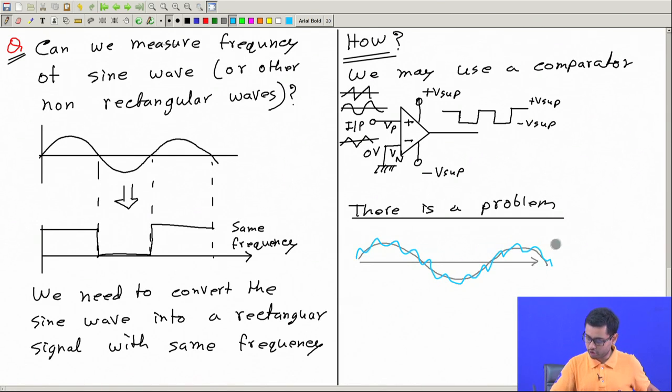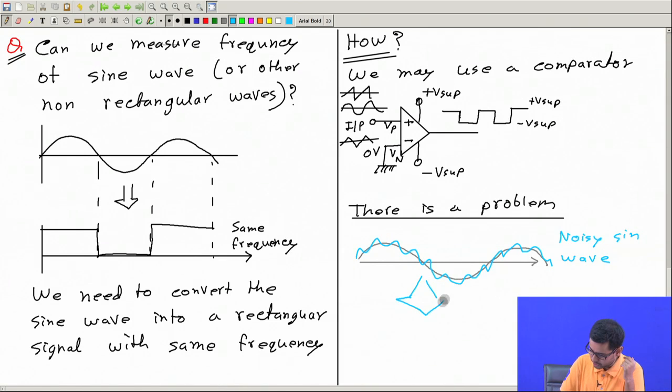Okay, so this is a noisy sine wave. Depending on the amount of noise, if the noise is a bit high, then what can happen? Just consider this part. Let's zoom in to this part. Okay, so what do we see here?